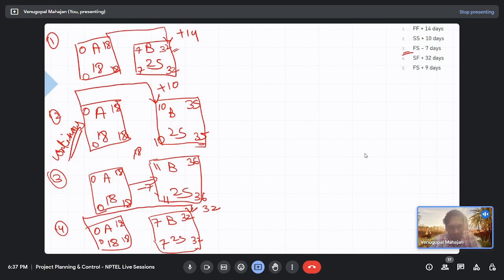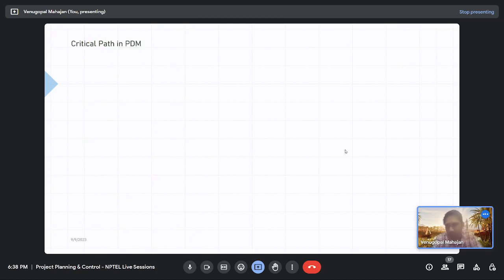No splitting allowed. That means that from the forward pass you will be getting your earliest start. From the backward pass you will be getting your latest finish. For early finish, earliest start plus duration. For late start, late finish minus duration. That's what you have to remember. For the forward pass we take the maximum values, for the backward pass the minimum values, same as what we did in CPM. What is the critical path here?